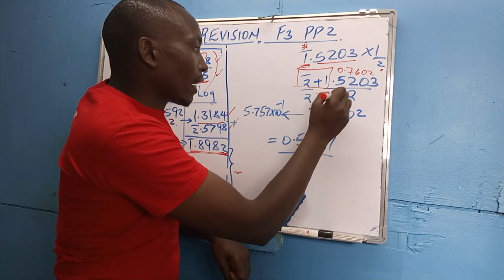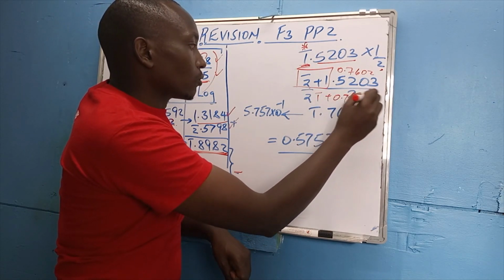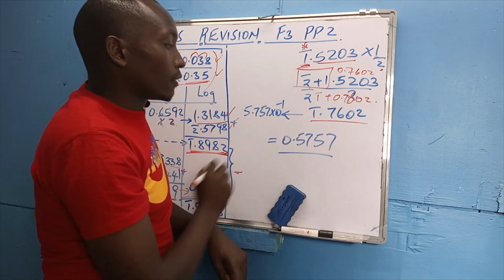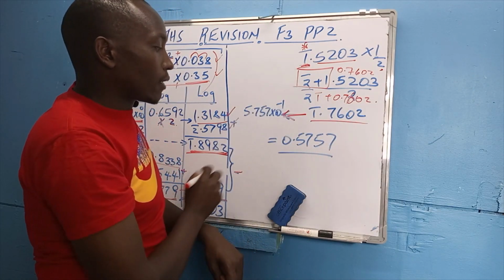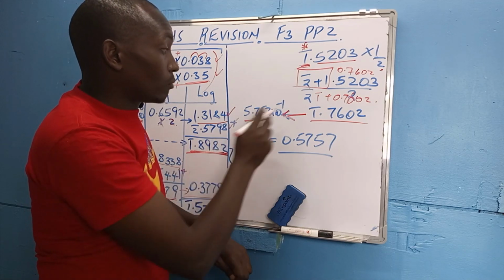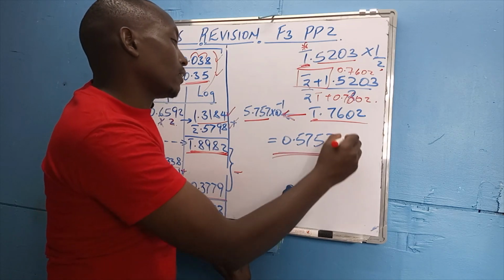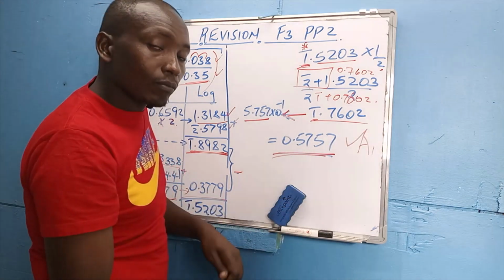So then this one I will join them. This is 602. Then I add. I get that. Then I go to anti-logarithm. The anti-logarithm of that, 5.757 times 10 to the power 1. Then I rewrite that. I get the final answer there.